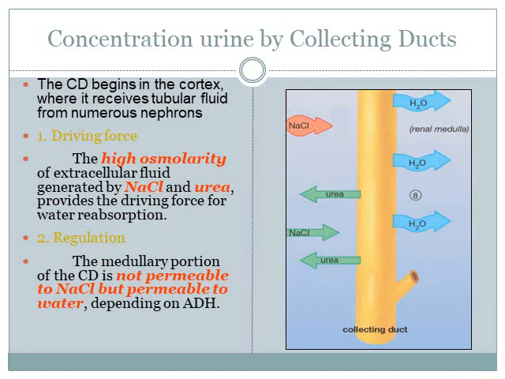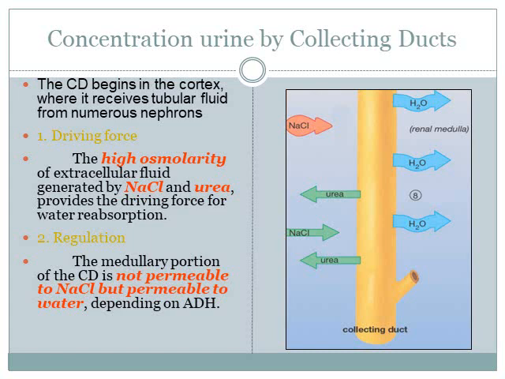Finally, after all this is done, we get to the collecting ducts. It's the collecting ducts that will determine the concentration of our urine itself. When we think about the collecting ducts, we have what has been excreted into the extracellular fluid from a whole bunch of nephrons. This in turn has a massive osmolarity value within the extracellular fluid because of the presence of sodium chloride and urea that has been pushed into the extracellular space. So that will have a huge driving power within the cortex of the collecting duct itself.